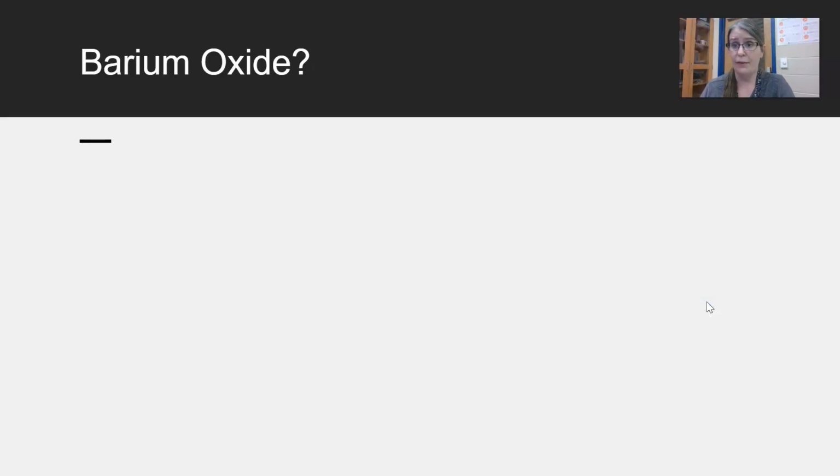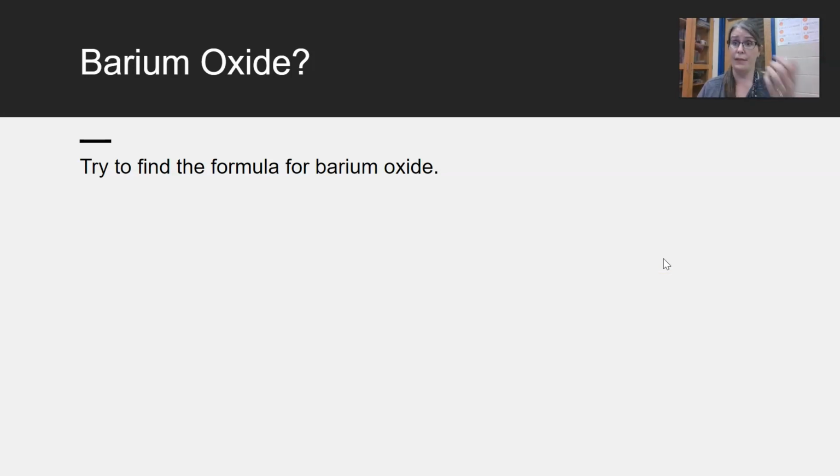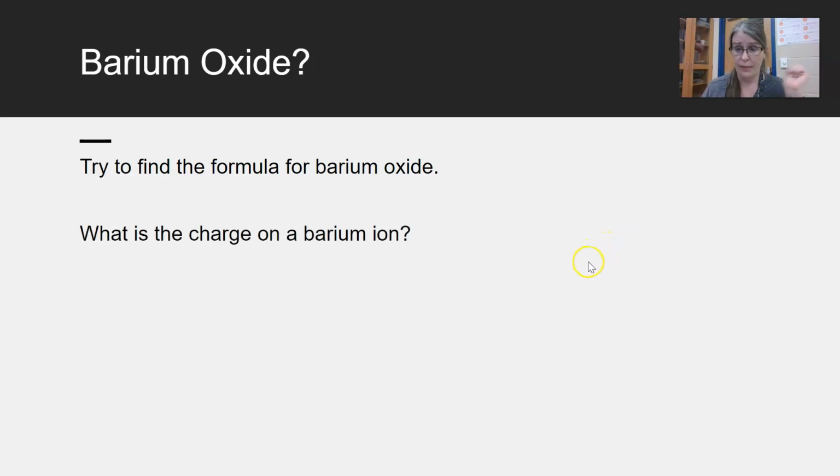Let's think about something like barium oxide. Let's try to find the formula for it. Well, this is obviously ionic because it's a metal, barium, with a non-metal, oxygen. So let's think about what would the charges be on these ions. So take a look at your periodic table and find the charge on a barium ion. And I'll give you a couple seconds to pause and do that. Okay, so barium is in group 2, so it's going to be a +2 cation.